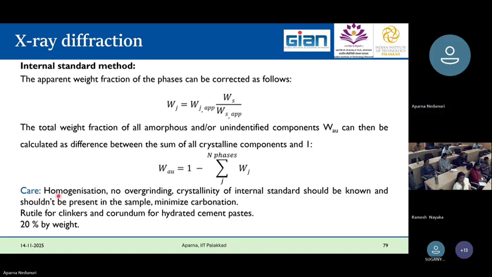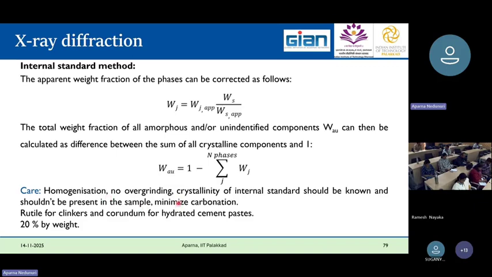Okay. So we have to be careful that the homogenization of the internal standard plus your sample should be done properly. There should not be any overgrinding. The crystallinity of the internal standard should be known, because if that is not known, then everything will go in vain. And this internal standard should not be present in your sample.